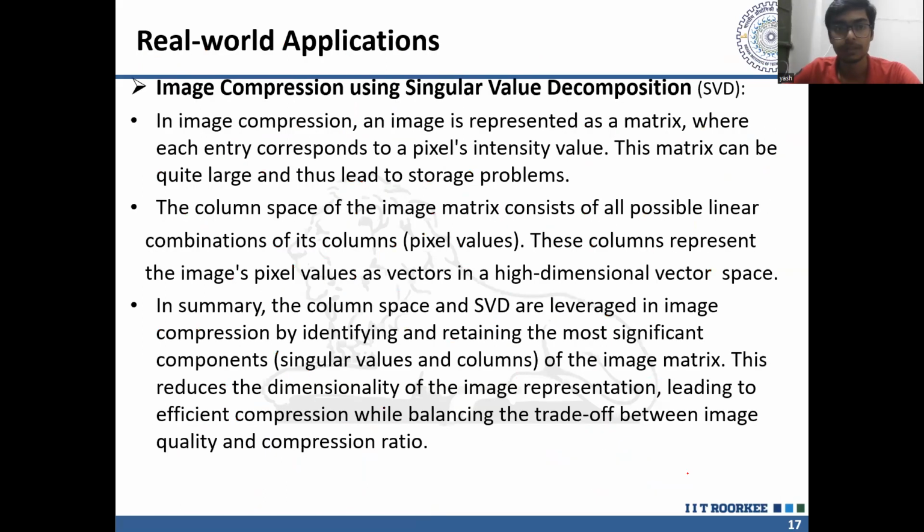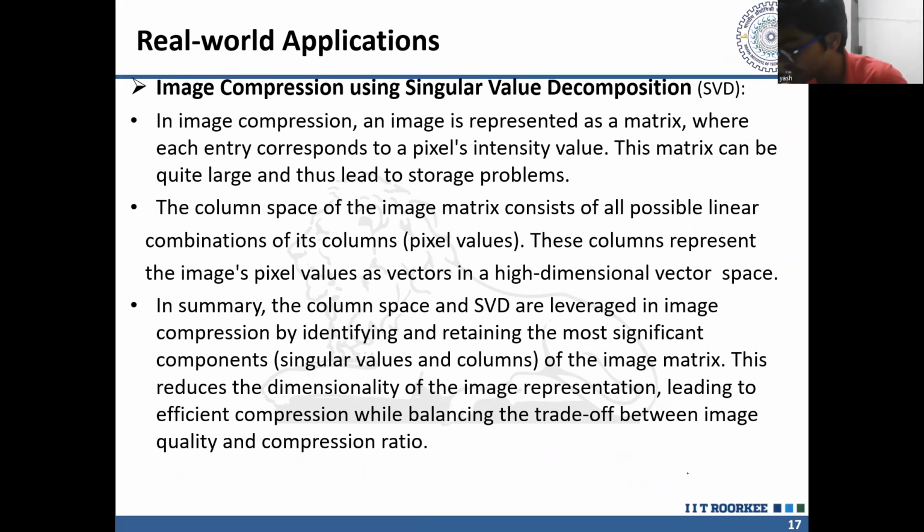Now coming to the next slide. What are the applications of the row space, column space, and null space which we have seen earlier? A very big example of this is image compression. Image compression can be done using SVD and PCA, and in SVD this concept helps a lot.